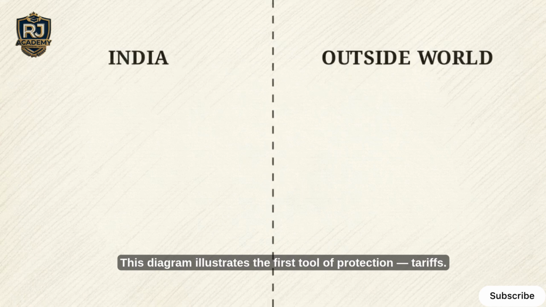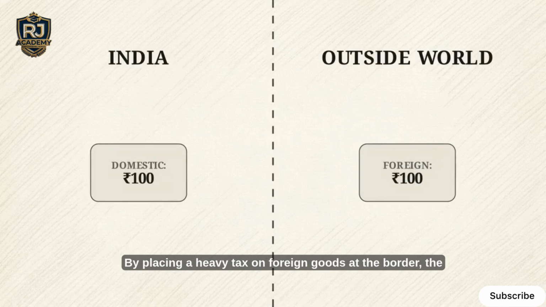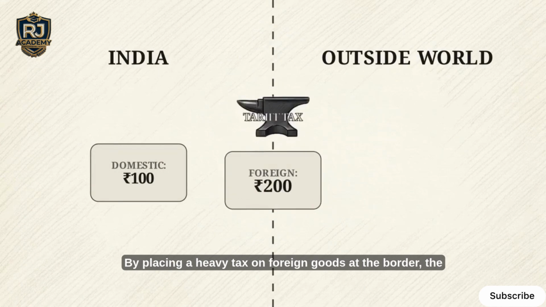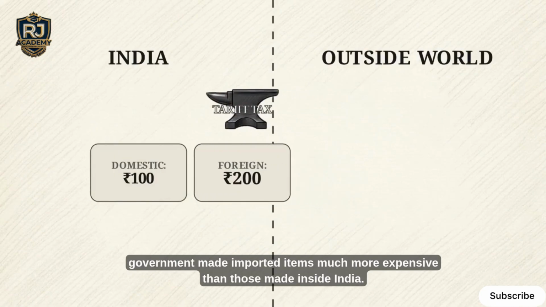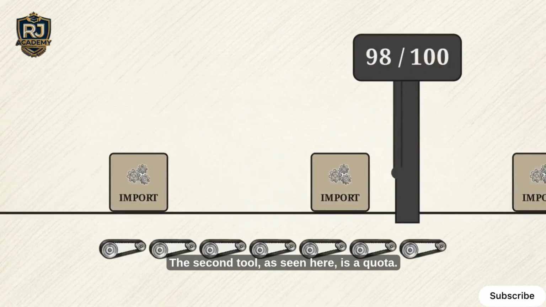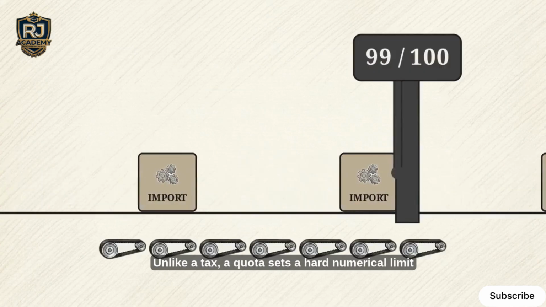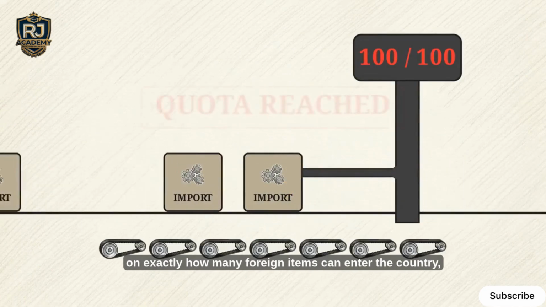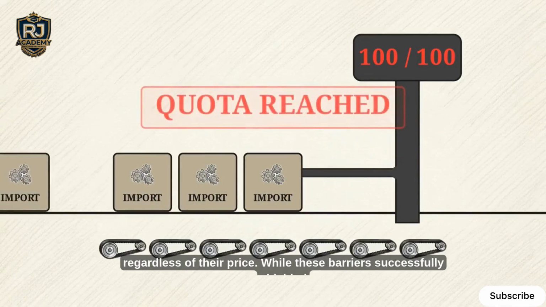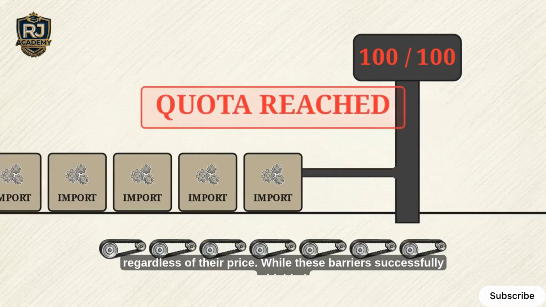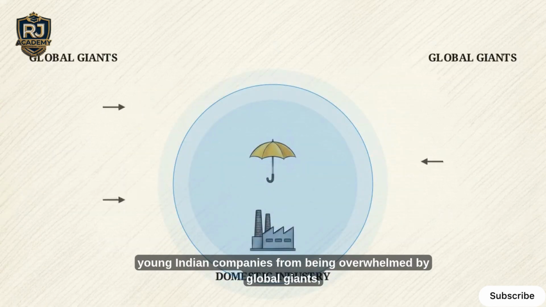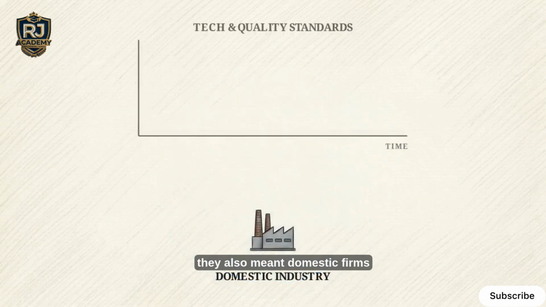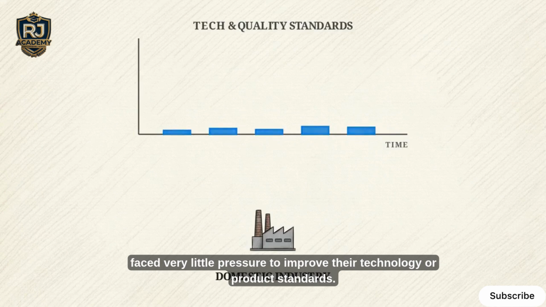This diagram illustrates the first tool of protection, tariffs. By placing a heavy tax on foreign goods at the border, the government made imported items much more expensive than those made inside India. The second tool, as seen here, is a quota. Unlike a tax, a quota sets a hard numerical limit on exactly how many foreign items can enter the country, regardless of their price. While these barriers successfully shielded young Indian companies from being overwhelmed by global giants, they also meant domestic firms faced very little pressure to improve their technology or product standards.